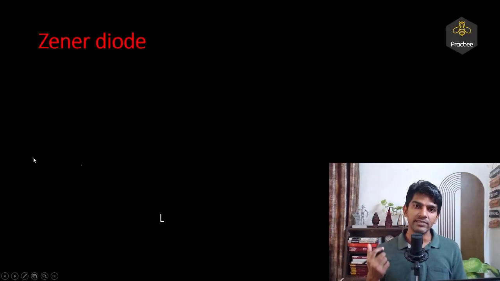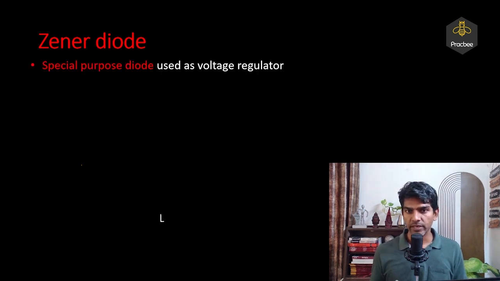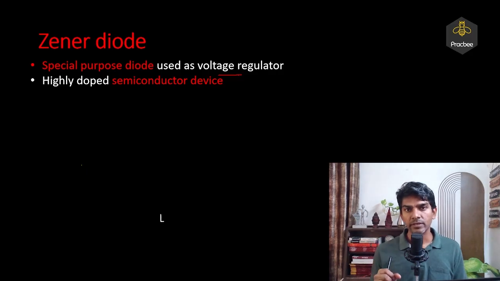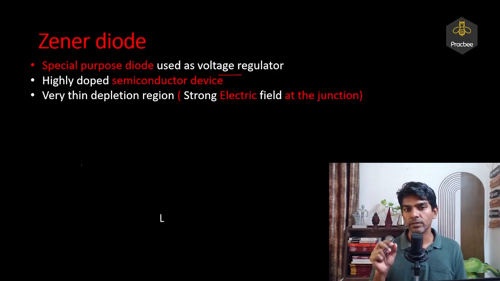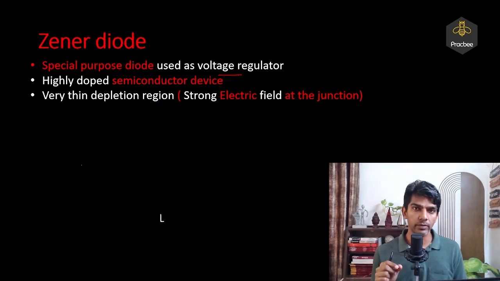First, let us see why Zener diodes are used and what their characteristics are. It's a special purpose diode which is used as a voltage regulator. Suppose you want to operate an electronic device at a particular potential difference, then you can connect a Zener diode in parallel, and the Zener diode will maintain a constant potential difference. It's a highly doped semiconductor device, and in a Zener diode the depletion region is very thin, due to which the electric field will be very strong at the depletion region, and this field will play a crucial role in the breakdown region, which I'll discuss in the next slide.